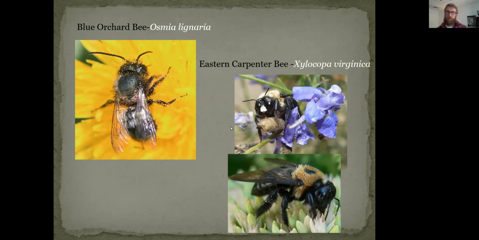Eastern carpenter bee, that's one that I'm sure most people know of. They're the ones that are hanging around your house, either drilling holes to lay eggs or just hanging around them. Now the males are the ones with the white face, and the females have an all dark face.